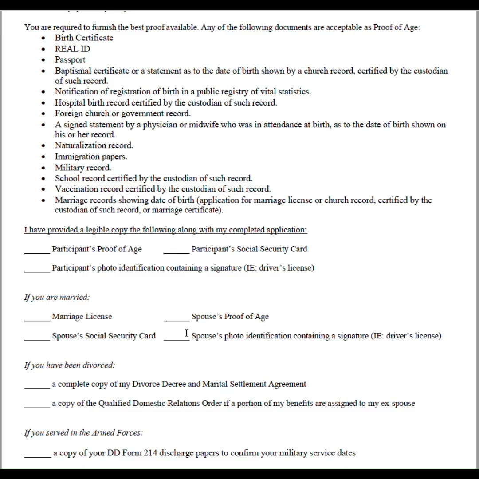And as stated previously, if you have been divorced, we would need a complete copy of your divorce decree and marital settlement agreement and a copy of your qualified domestic relations order if a portion is awarded to your ex-spouse. And if you served in the armed forces, we would need a copy of your DD Form 214. If you are unsure what documentation the fund office already has, please contact us.